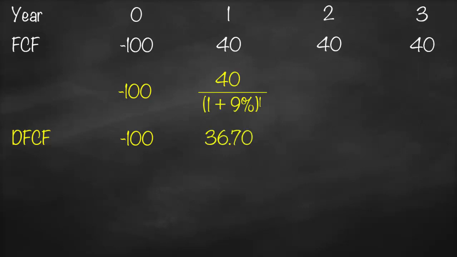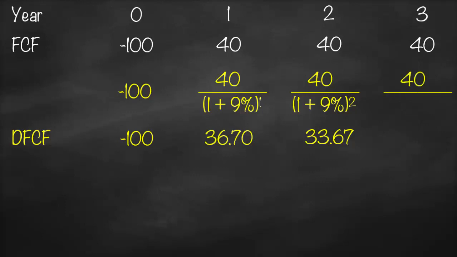For year 2, we'll use the same formula, which is 40 divided by open bracket 1 plus 9% close bracket to the power 2. This will give us 33.67. And for our third year, it will be 40 divided by open bracket 1 plus 9% close bracket to the power 3. This will give us 30.89.